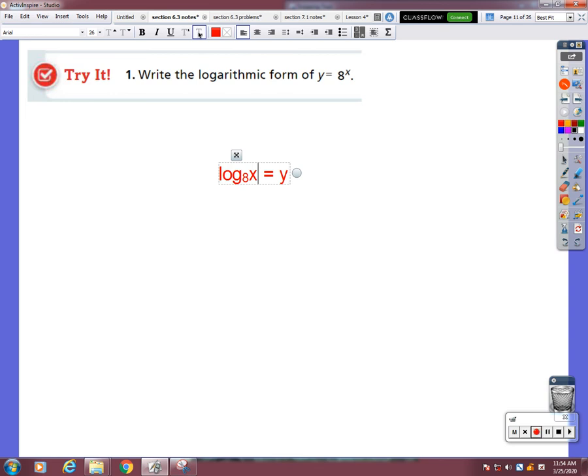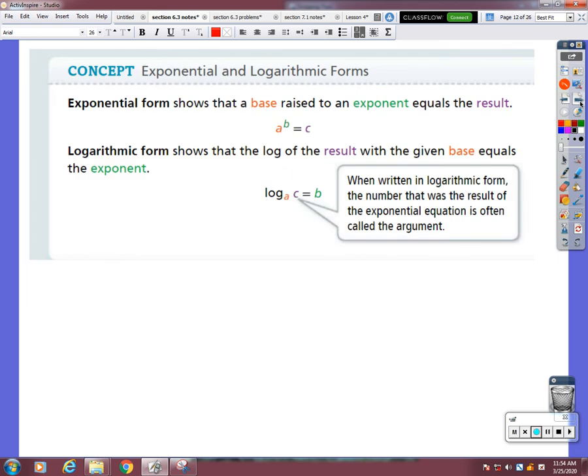Okay? So this 8 right here, I don't know if you can tell, that's a subscript. It's lower down below the 8. So that's how you write this. Okay, so that's just what I was talking about. So a to the b equals c is the same as log base a of c equals b. The base of the exponent becomes the base of the log, and then these two values switch each other around.